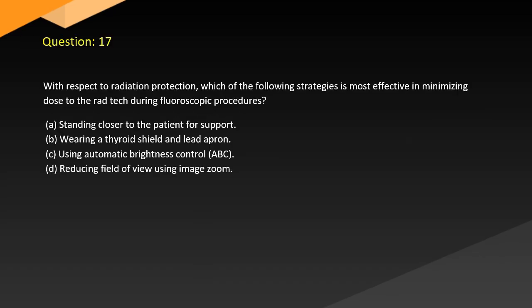Question 17. With respect to radiation protection, which of the following strategies is most effective in minimizing dose to the rad tech during fluoroscopic procedures? A. Standing close to the patient for support. B. Wearing a thyroid shield and lead apron. C. Using automatic brightness control, ABC. D. Reducing field of view using image zoom.